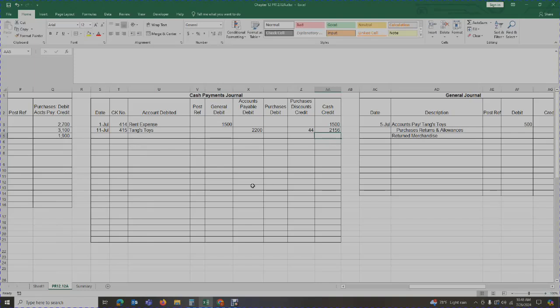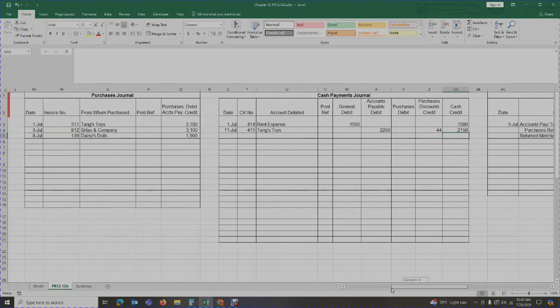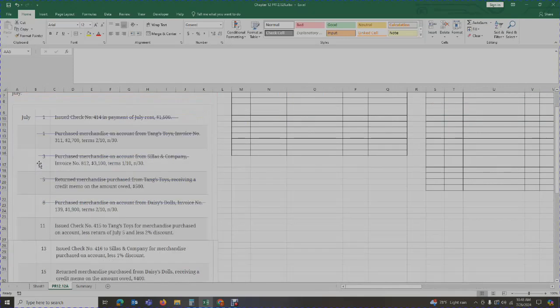As you can see, instead of having debits, credits, all of that, the line item gives you what you need to enter. We're going to debit accounts payable for $2,200. We're going to credit purchases discounts for $44, and we're going to credit cash for $2,156. Everything is outlined in the journal. So that happened on the 11th.